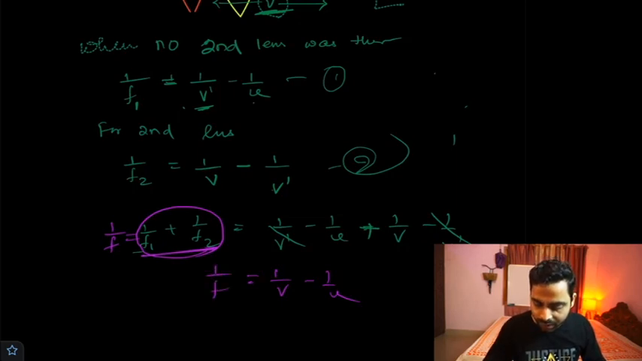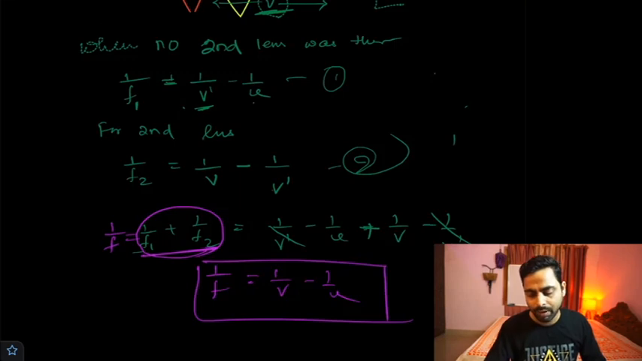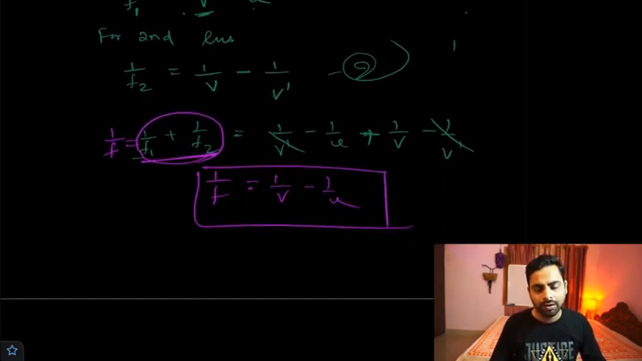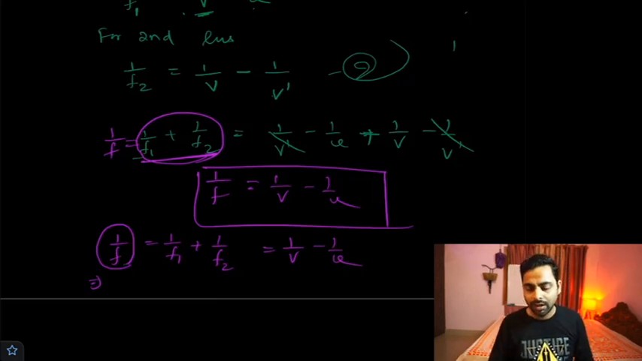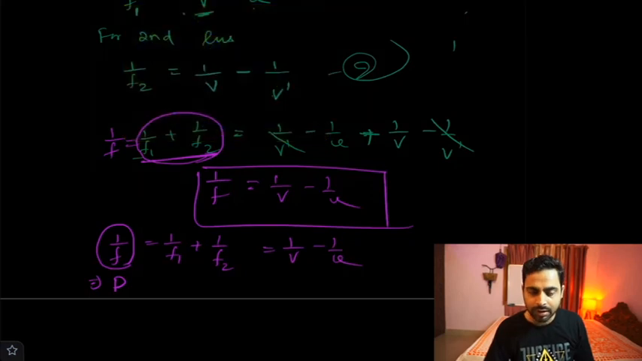That means 1 by f becomes 1 by v minus 1 by u. That means here 1 by f equal to 1 by f1 plus 1 by f2. That becomes 1 by v minus 1 by u. That means 1 by f, f क्या होता है, total focal length, the focal length of the combination of the lenses. So in place of f I can write p. तो p क्या हो जाएगा, p will become the total power, or the power of the combination of the lenses.